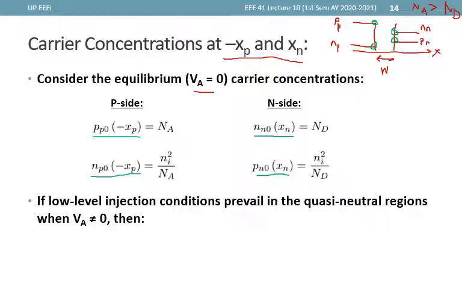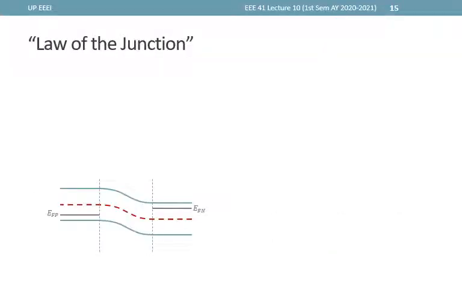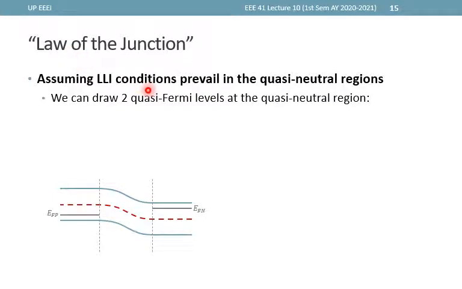Now, if low-level injection conditions prevail in the quasi-neutral regions when we apply some non-zero voltage, then the majority carrier concentrations should not vary that much from their equilibrium values. However, the same cannot be said for the minority carriers. Since we are assuming LLI conditions prevail in the quasi-neutral regions, we can draw two quasi-Fermi levels there, referring to the majority carriers.